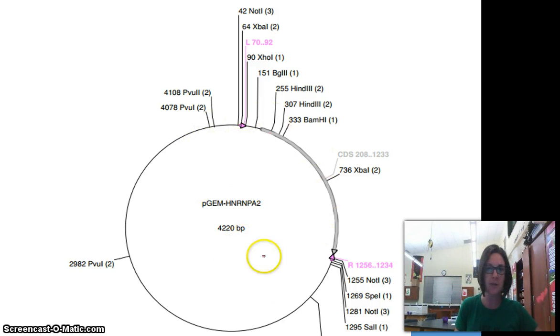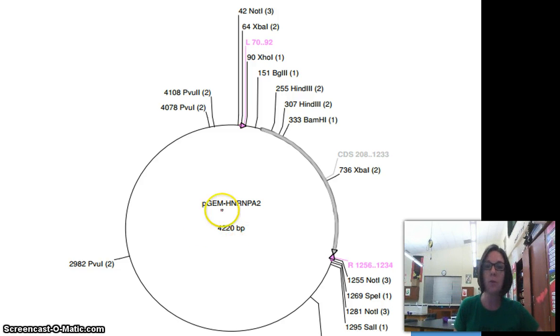And there's a lot of stuff going around on the outside. What those things tell us are the restriction enzyme sites, how many there are, and some other information like where the primers are that made the gene that was inserted here. But what we're concerned with for this video is, if we were going to do a restriction digest, how big would our fragments be when we run them out on a gel?